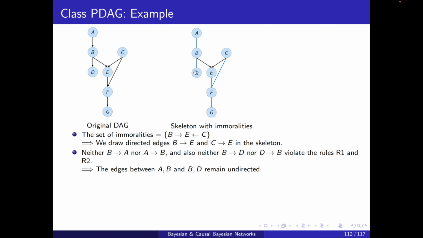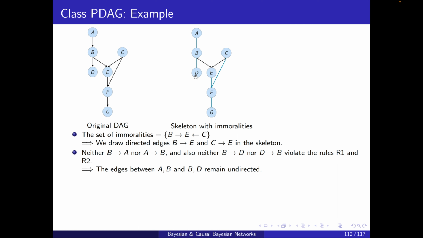So I can make a conclusion about the arrows here. So for example, can I say A to B or B to A? Will that cause a new immorality? Well, neither of them will cause a new immorality here because A to B together with B to E, for example, will not cause a V structure. On the other hand, B to D, the same story here, D to B or B to D will not cause a new immorality. So I cannot decide on the direction. So I will leave them undirected.